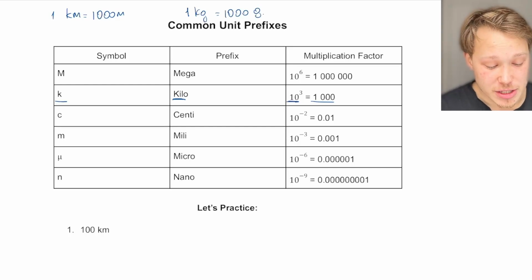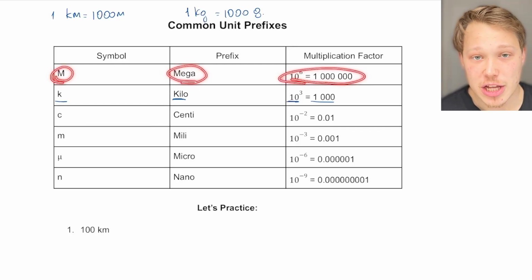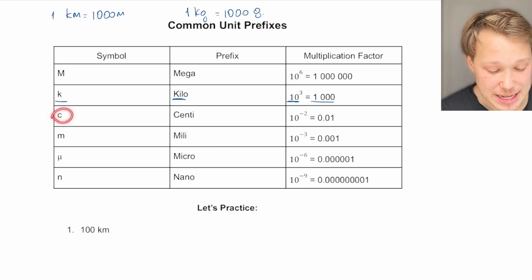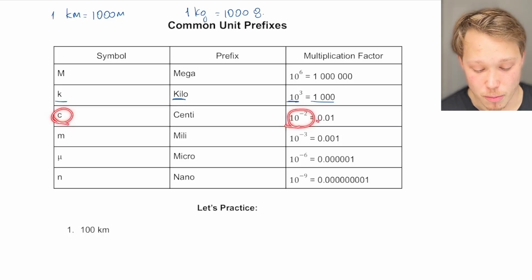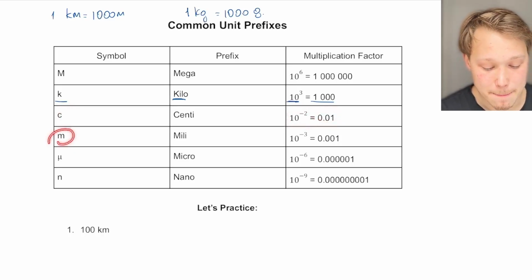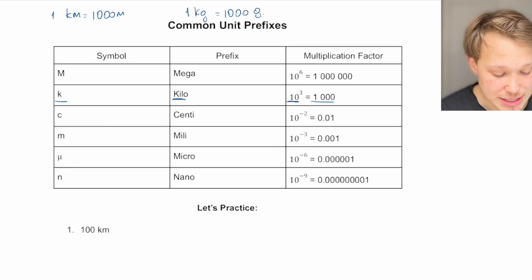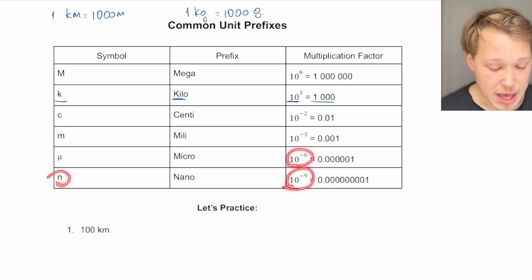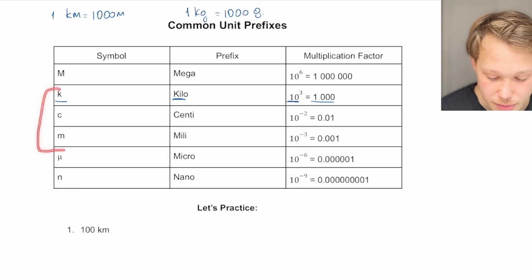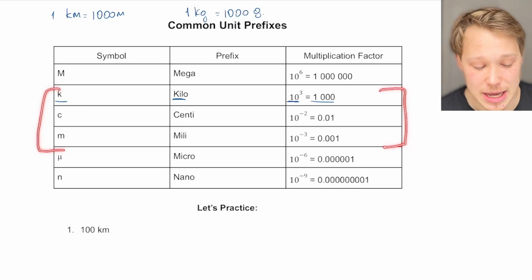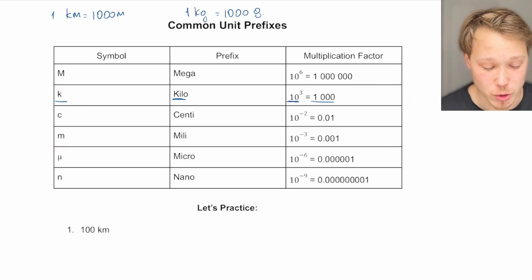Similarly, other prefixes, for example, mega, big M, corresponds to 10 to the 6 or million, right? Centi corresponds to 10 to the minus 2 or 0.01 in decimal form. Milli will be 10 to the minus 3, right? We have micro, which is this Greek letter mu, 10 to the minus 6, and nano, which is 10 to the minus 9, so really small. The most common ones that we'll actually see in this class are these three, which is kilo, centi, and milli. So I would really encourage you to remember those powers.